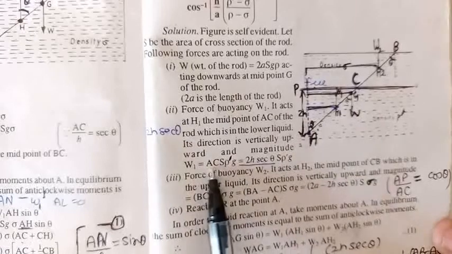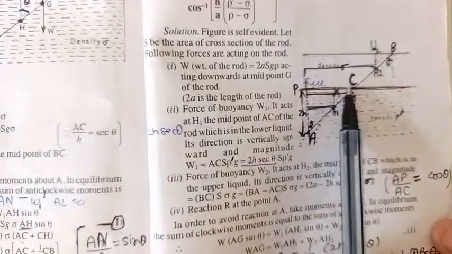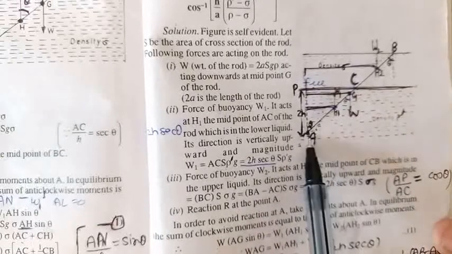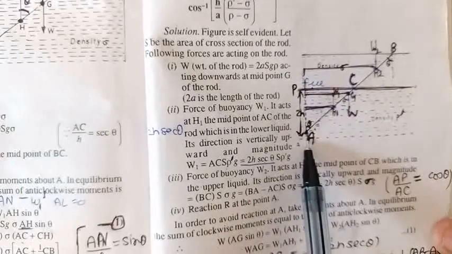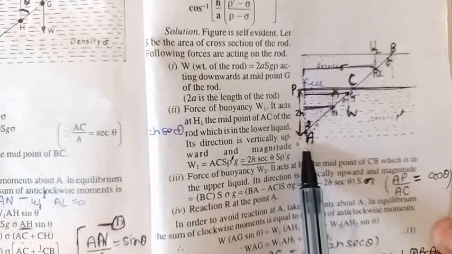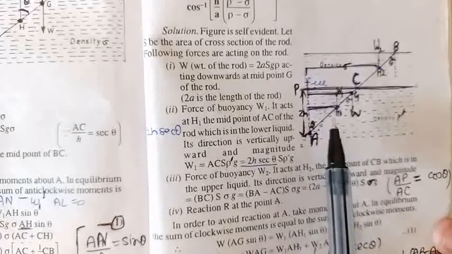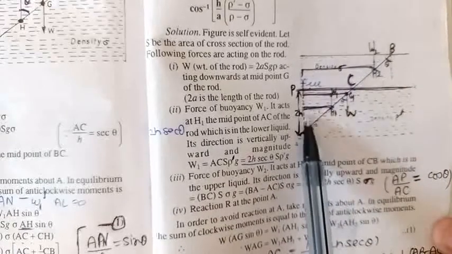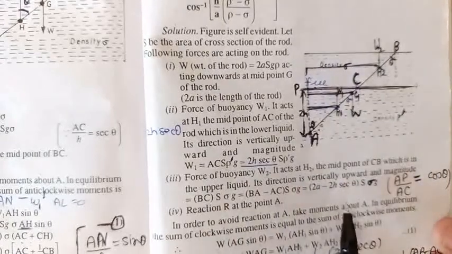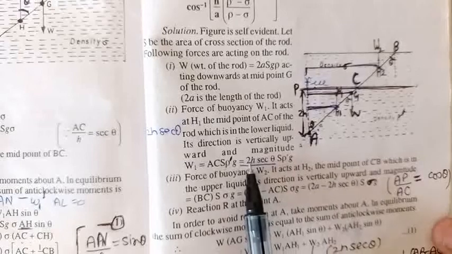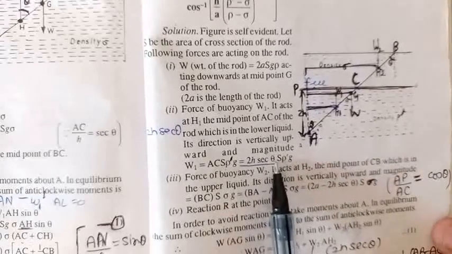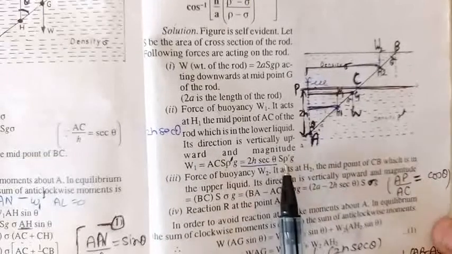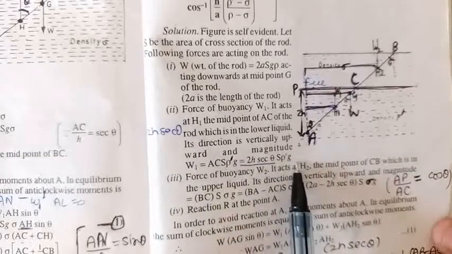Now to find the length AC, you can use this right angle triangle ACP. This is the hypotenuse and we are to find the value of AC. So based upon hypotenuse, that will be cos theta. This length is 2h. So from here we get the value of AC, that will become 2h secant theta. So W1 becomes 2h secant theta into S into rho dash into g.